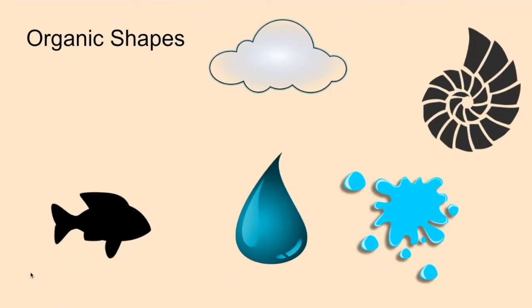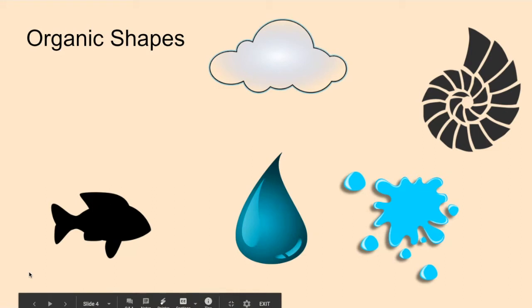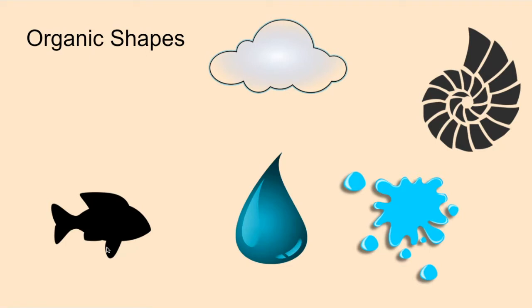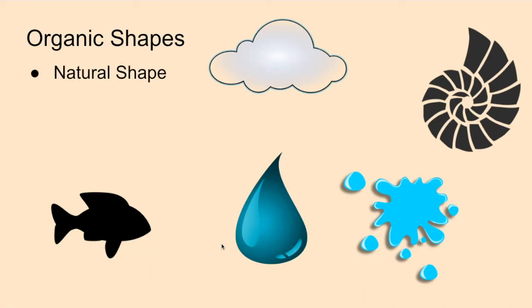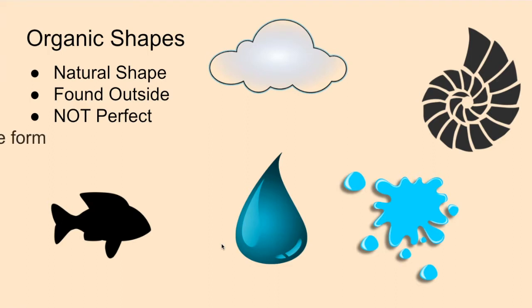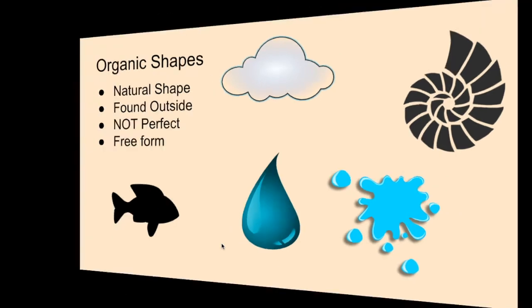Organic shapes are the opposite of geometric shapes. We often find them in nature. You may have heard of organic milk or organic vegetables. That just means that they are natural, found outside in nature. Okay, so some shapes are clouds, raindrops, puddles. Okay, they kind of look like blobs, animals, seashells. All right, so these are the natural shapes, often found outside. They are not perfect. We sometimes call them free form because they could be blobs or move.